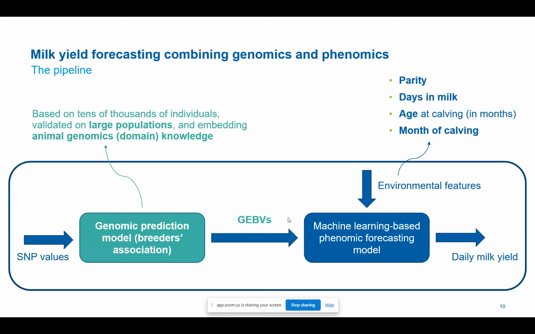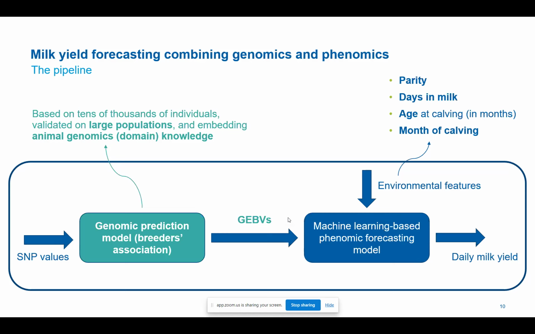As I said before, for using machine learning in this context, we had basically two steps to follow. The first one was to extract a limited set of genetic features starting from raw genotypes, and then insert these genetic features together with environmental features into a machine learning based model to predict the daily milk production. So for step one, how to extract the genetic features, we decided to rely on the genomic breeding values given by the Breeders Association. So we had genomic breeding values available.